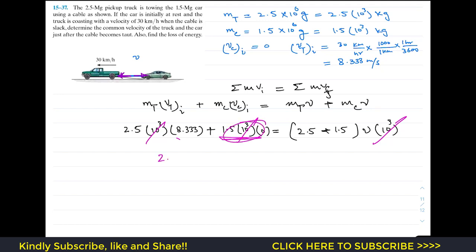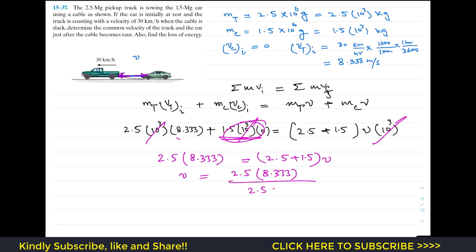So we are left with 2.5 into 8.333, and that is equal to 2.5 plus 1.5 into V, and from this we can write that the common velocity after the cable becomes taut is 2.5 into 8.333 divided by 2.5 plus 1.5. Let me find it using a calculator, so this is 2.5 into 8.333, and this gives us the velocity equal to 5.208 meter per second.